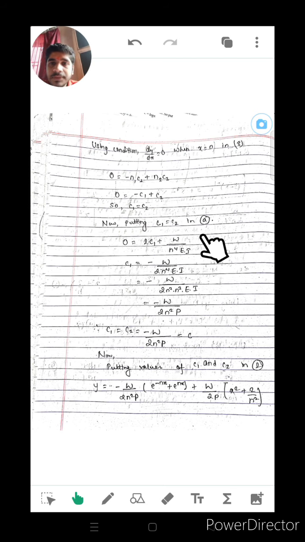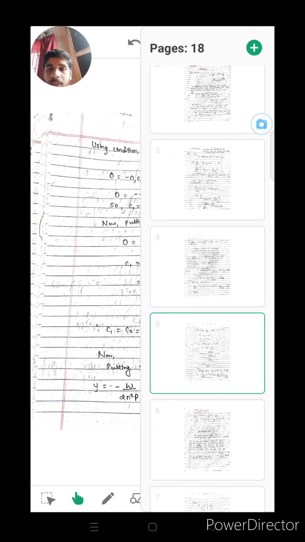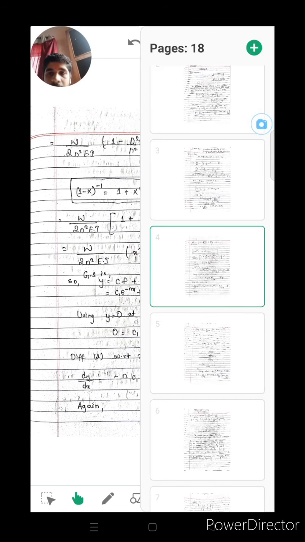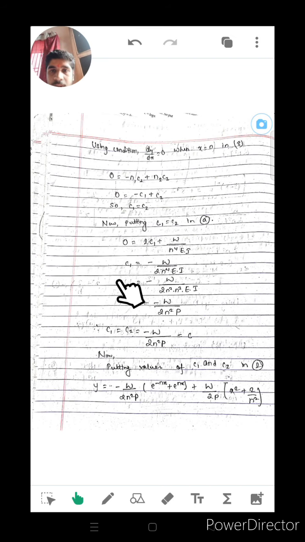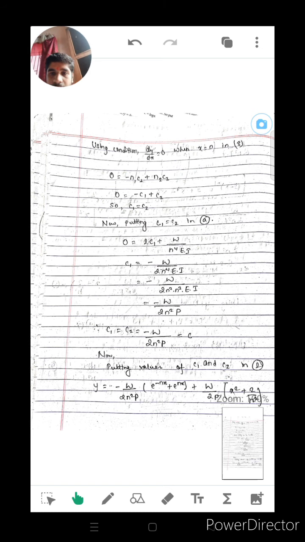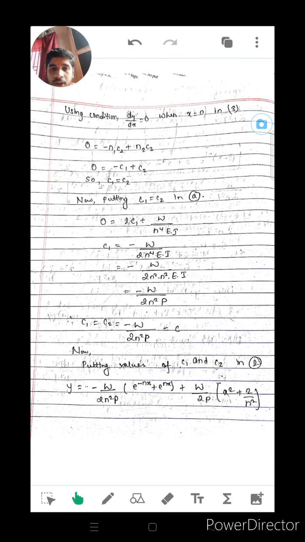Now putting the value of c1 equals c2 in this equation, we get c1 equals minus w by 2n square p. As we know from here, c1 equals c2 equals minus w by 2n square p. Let this be c. So putting the value of c1 and c2 in equation 2, we'll get this equation.